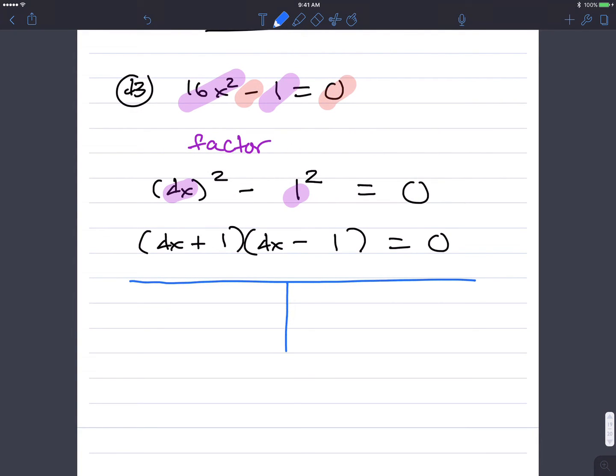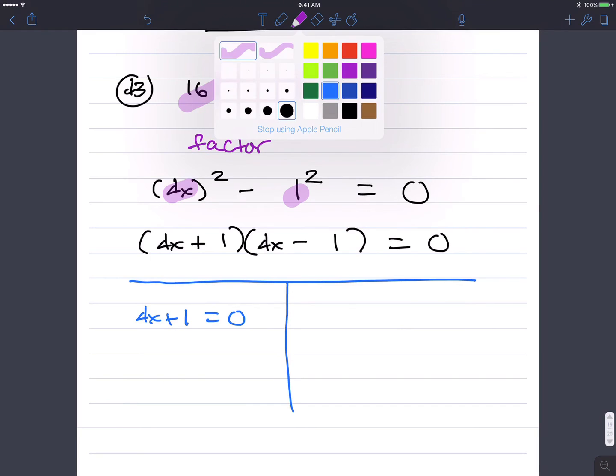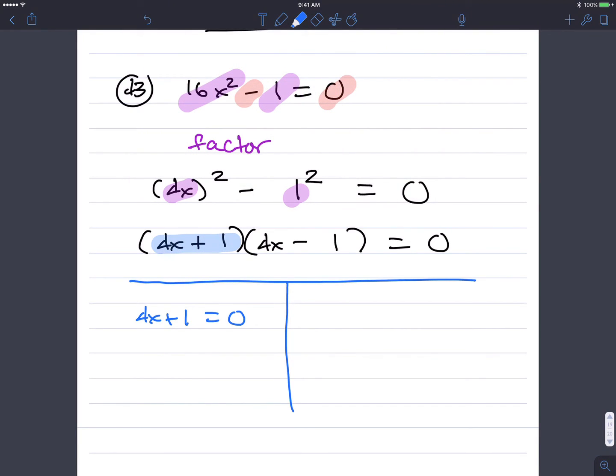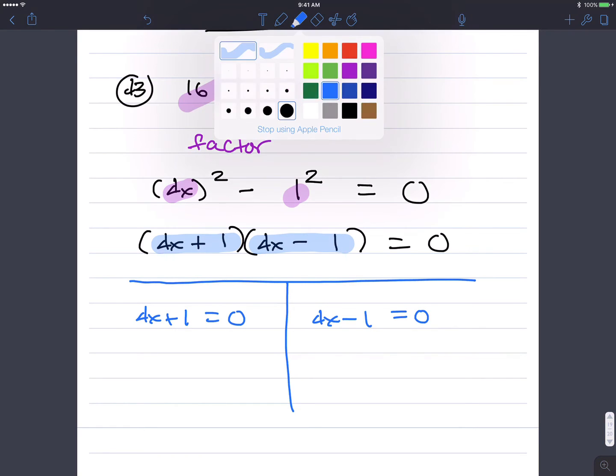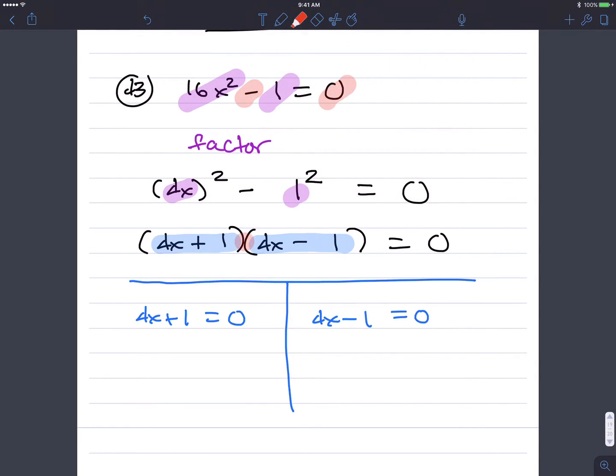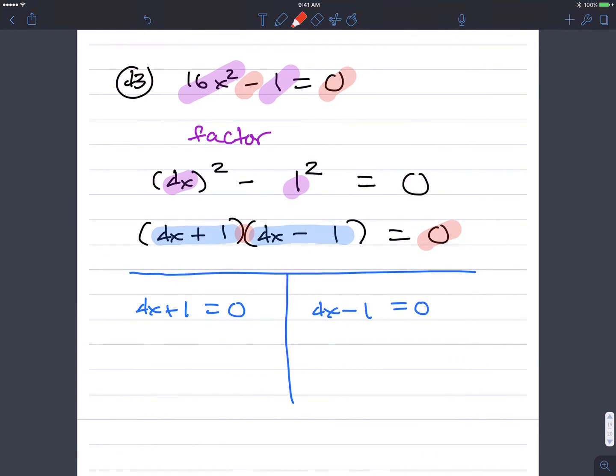Use the zero product rule. First term is 4x plus 1, and that is 0. That's this term right here, 4x plus 1. The next term is 4x minus 1, and that is 0. And that's the term right here. Remember, you have a product, and it equals 0. You're using that zero product rule. So now you just have to solve for x, your nice linear equation.